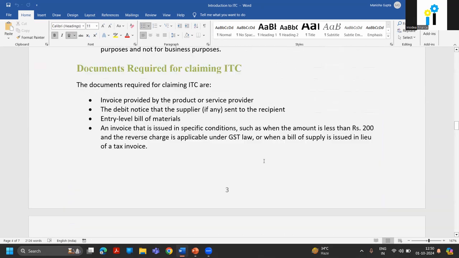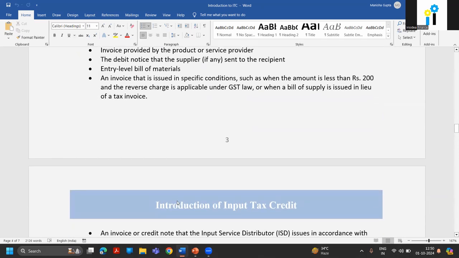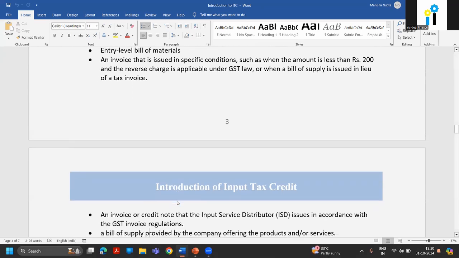Documents required for claiming ITC: you need an invoice, a debit note, means debit note if any, an entry-level bill of materials, and an invoice issued in a specified condition such as less than amount 200 and reverse charge. That time you have to raise an invoice. That invoice you have with you.